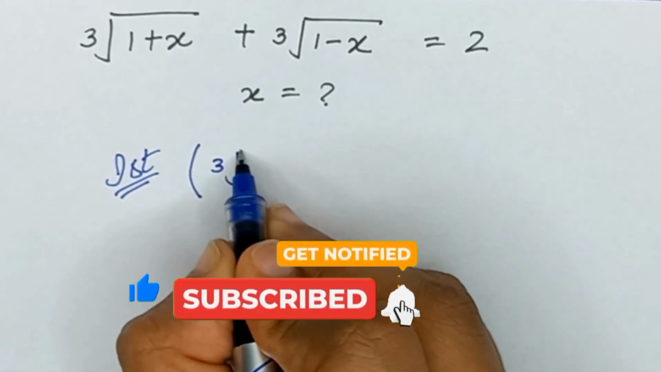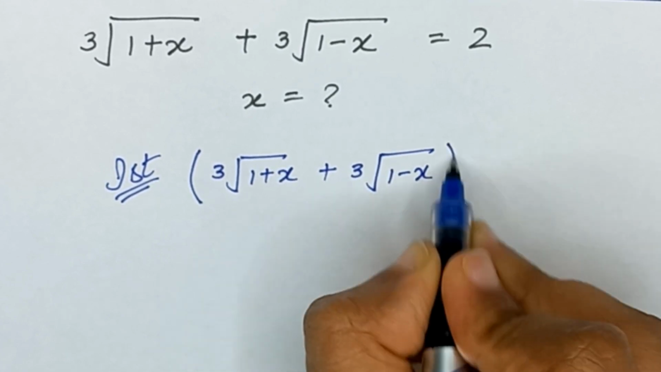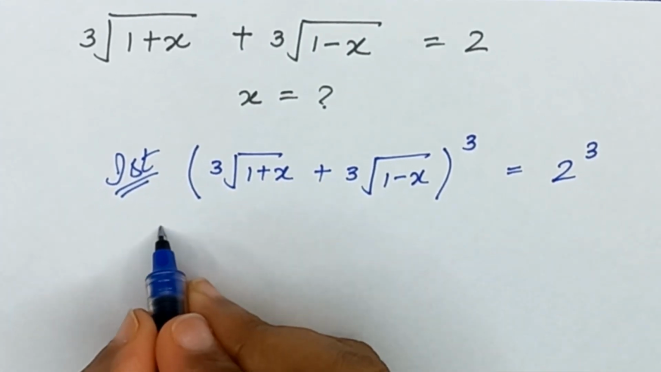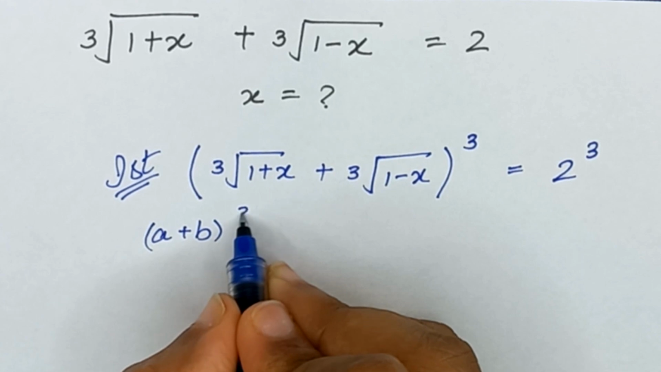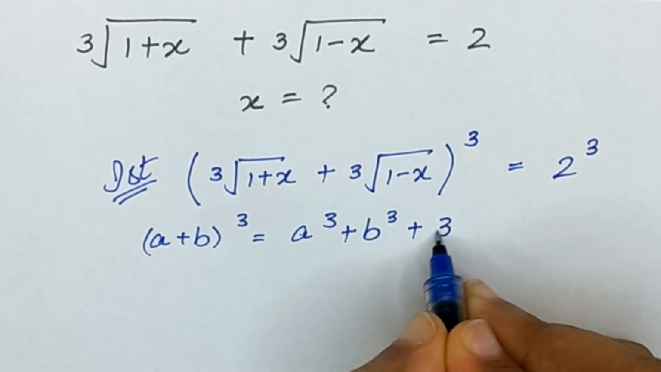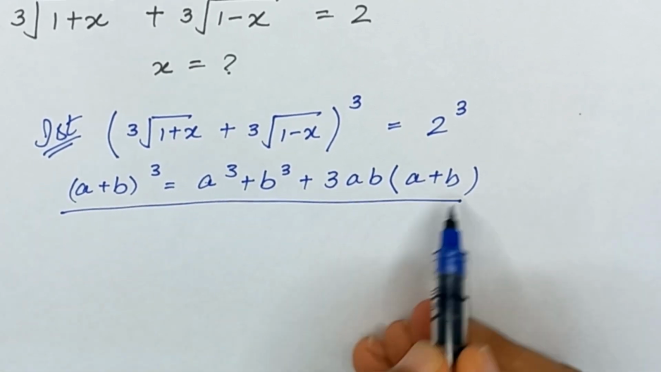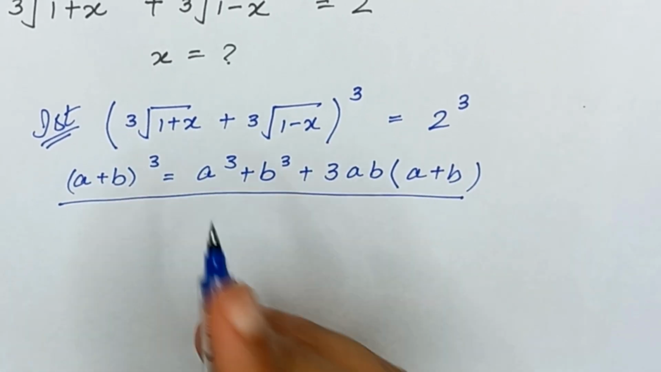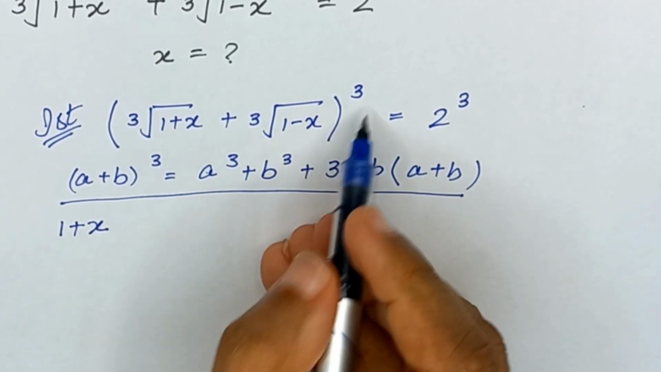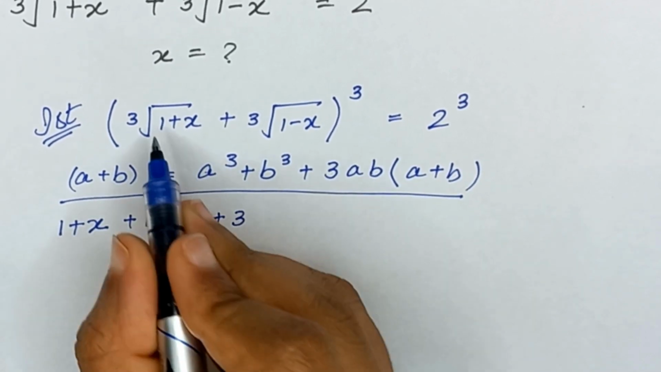So it will be cube root of 1 plus x plus cube root of 1 minus x, and its cube, is equal to 2 cube. And we know that a plus b whole cube is equal to a cube plus b cube plus 3ab times a plus b. So I will apply this identity here. It will become a cube, so the cube and cube root will cancel out, and it will be 1 plus x plus b cube, so it will be 1 minus x plus 3 times ab.